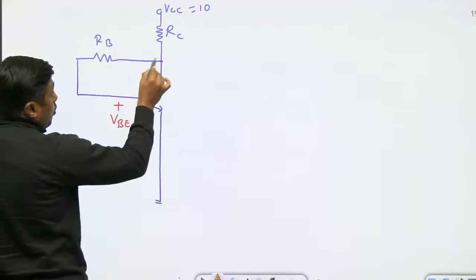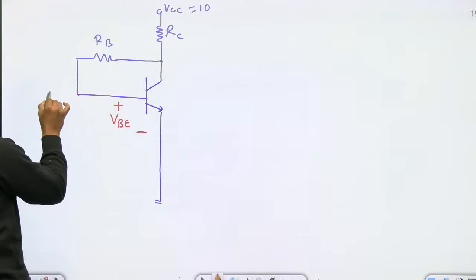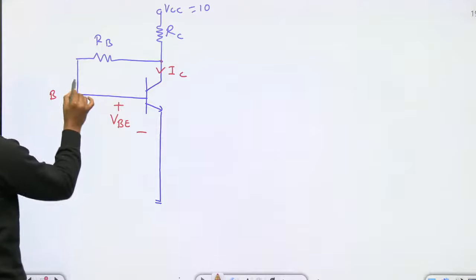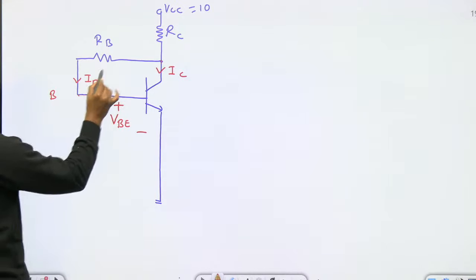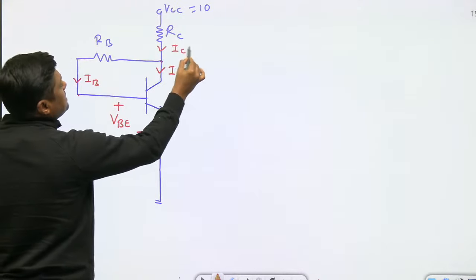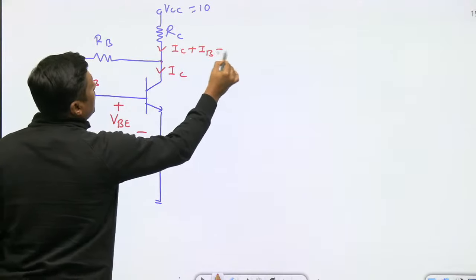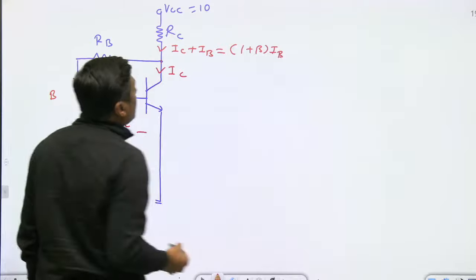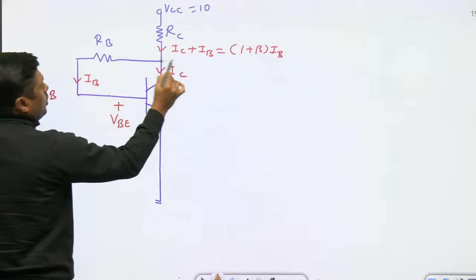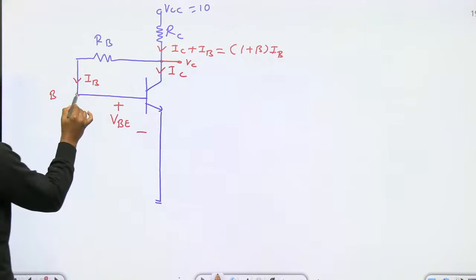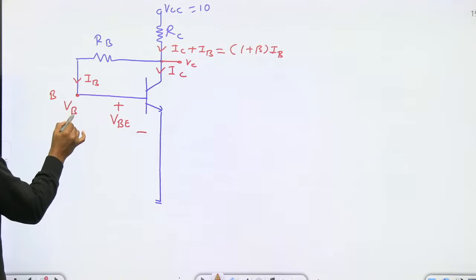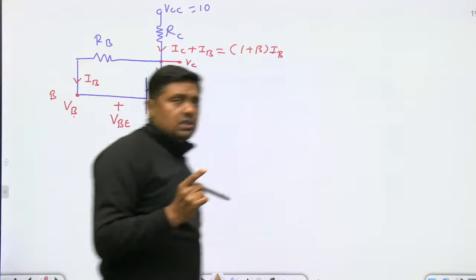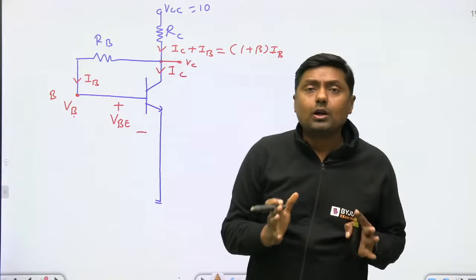But once the collector is connected to what? Base. What is the current here? IC. What is the current here? IB. Then what is the current here? Always remember IC plus IB, and that is given by (1 plus beta) times IB. And the collector voltage VC is always greater than base voltage. Why? Because the current is flowing from higher potential to lower potential.